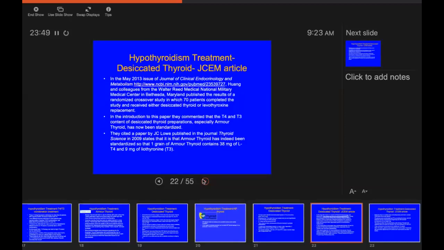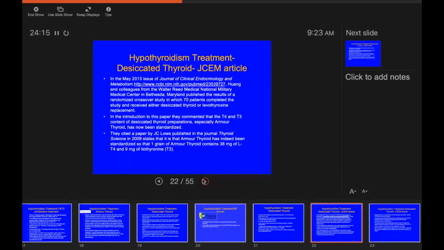So it's interesting that an article in the main journal of endocrinology, the Journal of Clinical Endocrinology and Metabolism, came out in May 2013 by Hoang and colleagues from the Walter Reed National Military Medical Center on Armour Thyroid. They did a randomized crossover study. That means each person got either levothyroxine or desiccated thyroid, and then they switched them in the middle, and they got the other one. They used 70 patients.